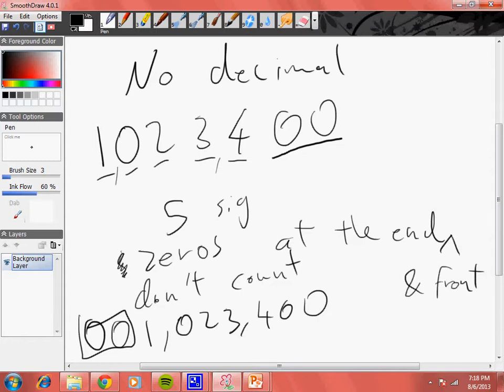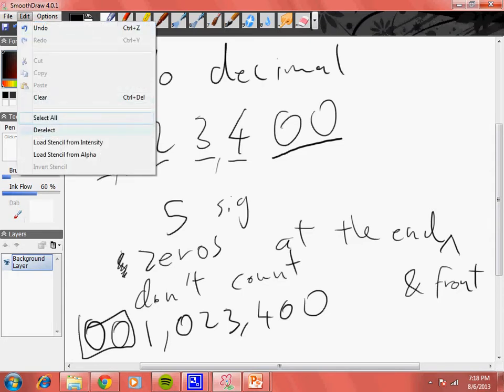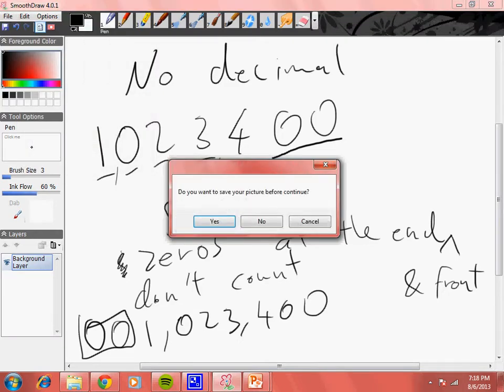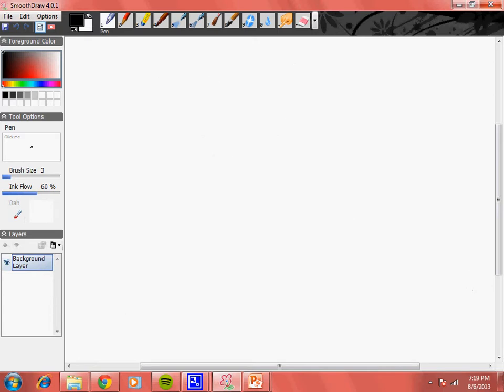zeros in front don't count either. So these two zeros don't matter. It's just the numbers in between. So zeros on the outsides don't count. Zeros in between are completely fine. Now this is pretty straightforward, and I'm pretty sure no one has a problem as long as there's no decimal. But when there is a decimal, then things are starting to get real.